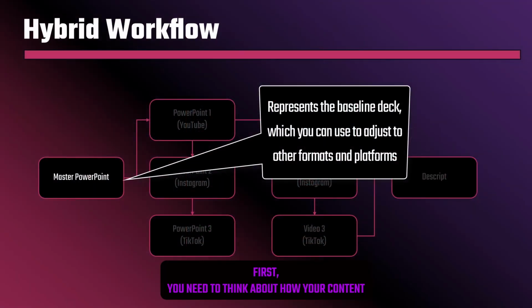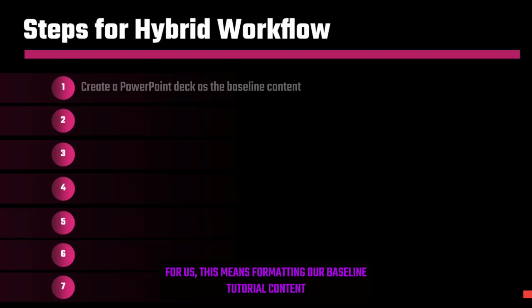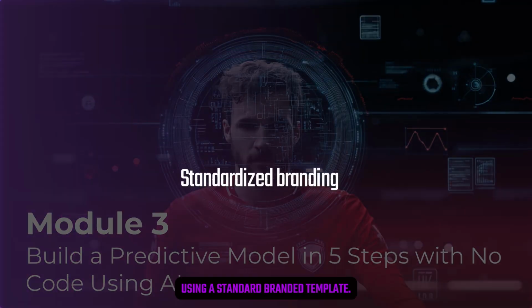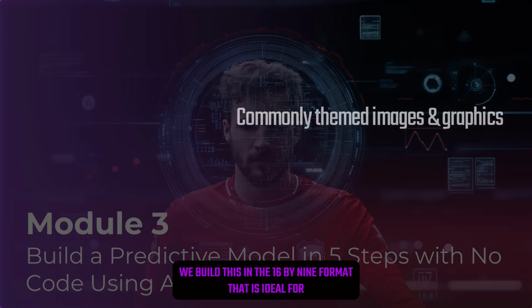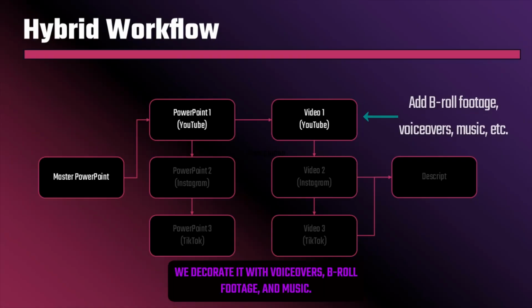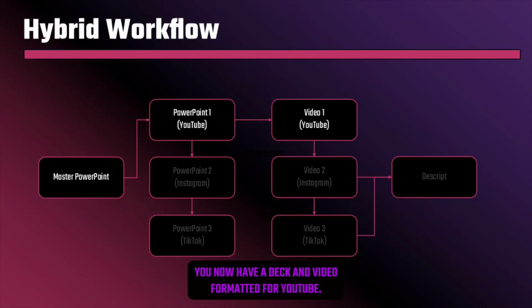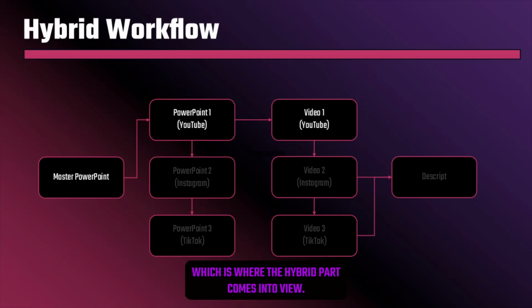First, you need to think about how your content will be presented way earlier than when you're in production. For us, this means formatting our baseline tutorial content using a standard branded template. We build this in the 16:9 format that is ideal for YouTube as our main deck. And then when we build the video, we decorate it with voiceovers, B-roll footage, and music. You now have a deck and video formatted for YouTube. This is not the video you use for Descript, which is where the hybrid part comes into view.